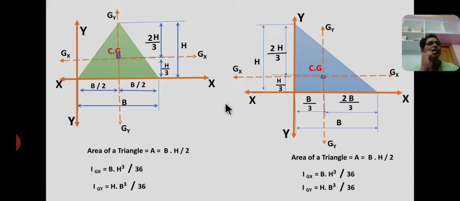But in case of right angle triangles, the centroid lies at a distance of base by 3 and h by 3 from the right angled corner. This is the right angle corner. So from the right angle corner you have to consider 1 by 3 base and 1 by 3 height. From the apex or sharp corners you have to consider 2 by 3 of height, and from this side 2 by 3 of base.